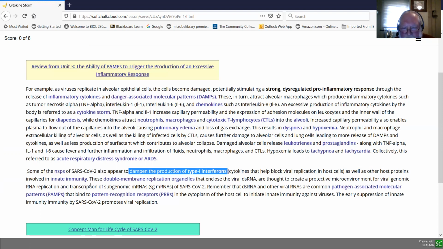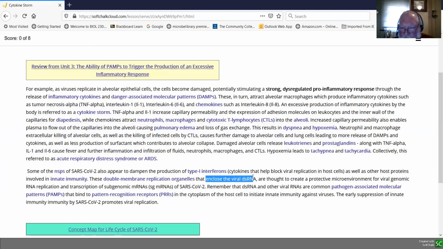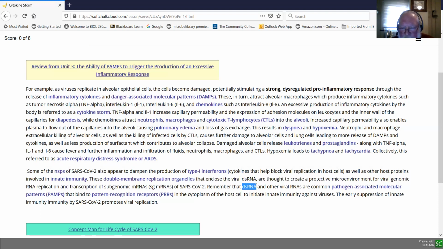And then these double membrane replication organelles that we mentioned, produced by the endoplasmic reticulum that enclose the viral double-stranded RNA, are thought to create a protective microenvironment where the virus can replicate its genome and produce the subgenomic RNAs needed to make viral parts. Because the double-stranded RNA is a major PAMP for us recognizing that a virus has invaded the cell. But this double-stranded RNA is recognized by pattern recognition receptors in the cytoplasm of the host cell. And so by sequestering the viral double-stranded RNA in these protected double-membraned vesicles, we don't initiate an early innate immunity, and again, we don't fight the virus as well.